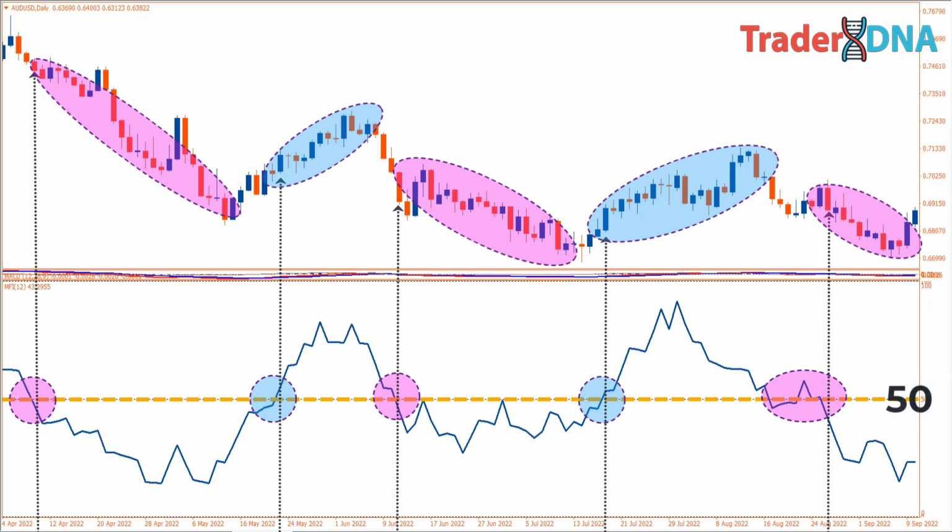Using the MFI indicator's method for determining bullish and bearish trends, we can employ it as a tool for entering the market. Specifically, when the MFI line crosses from below to above the 50 level, it is an opportune time to enter the market by opening a buy position. Conversely, if the MFI line crosses from above to below the 50 level, it is the right time to enter the market by opening a sell position.